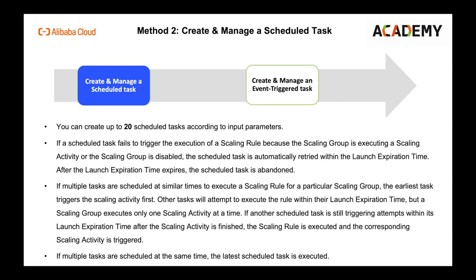If multiple tasks are scheduled at the same time, the latest scheduled task is the one that will be executed. So if you have multiple tasks that are supposed to happen at the same point in time, the one you created last will be the first to execute. That's how scheduled tasks work. In a moment, we'll take a look at that in the console. But before we do that, let's see how we can create and manage event-triggered tasks.